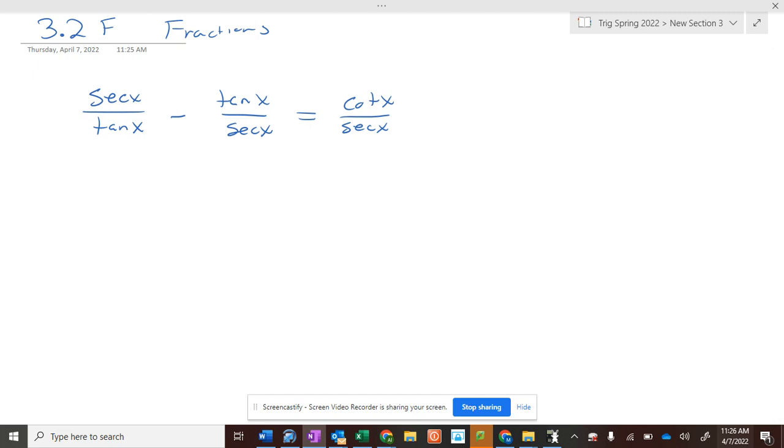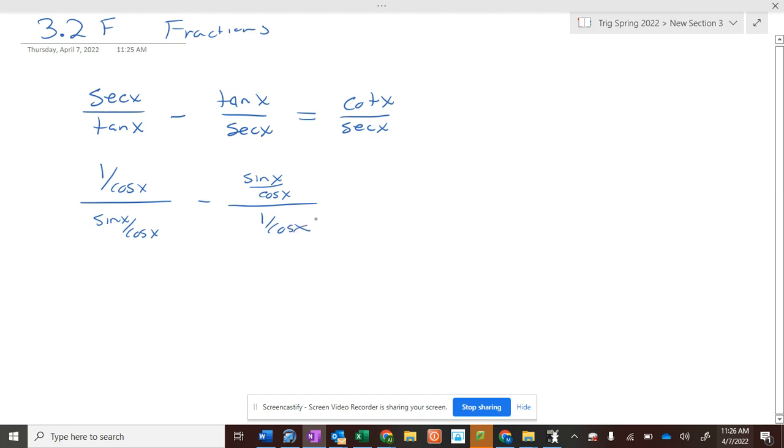All right. So when you see something like this, if you have a sine or cosine, or if you have nothing with sine or cosine, change them into sines and cosines. There's not even sines or cosines over here, but we're going to leave those alone. So what's secant? 1 over cosine of x. What's tangent? Sine of x over cosine of x. Minus tangent, and the sine of x over cosine of x. Secant is 1 over cosine of x equals cotangent of x over secant of x.